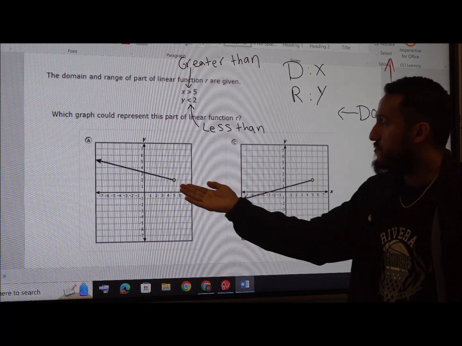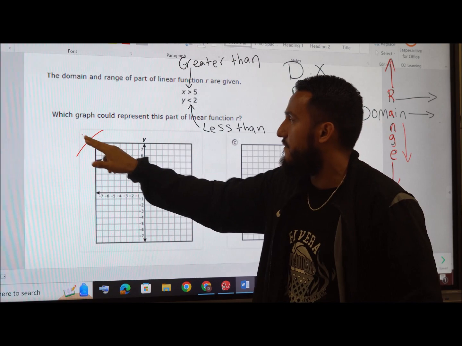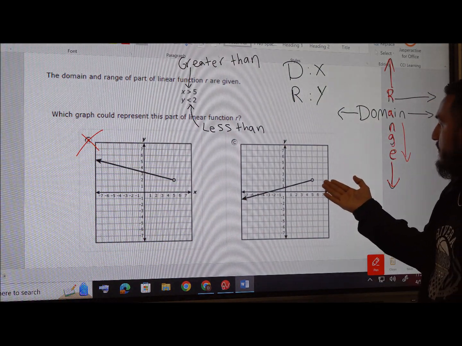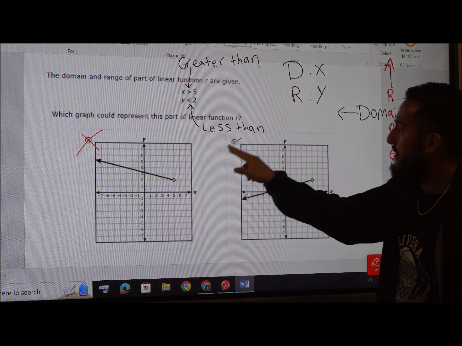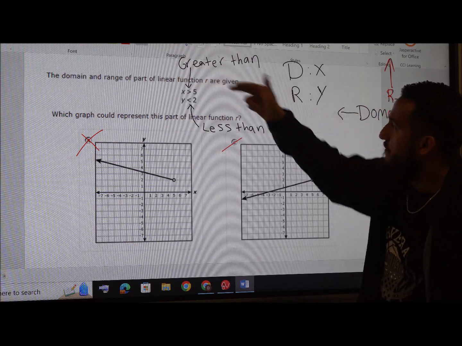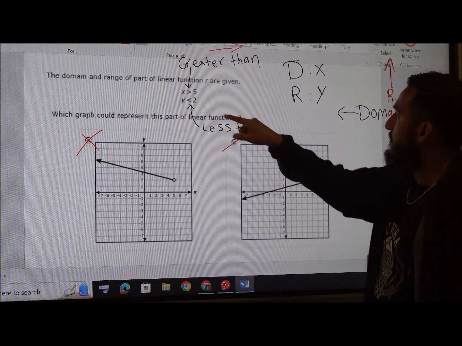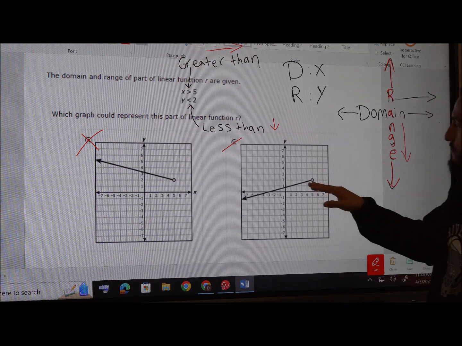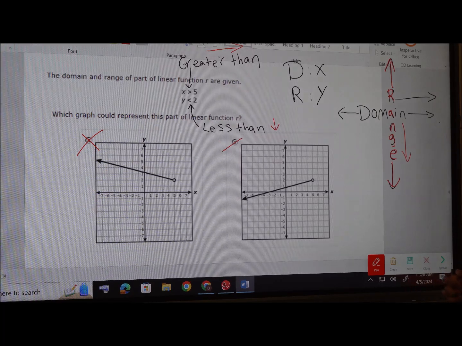Well, if you look here, this one's moving to the opposite direction, guys. This is going to the left and up. So this one's automatically wrong. It's wrong in both directions. This one is showing us that it's moving down and left. But we don't want to be moving to the left. We want to be moving to the right because x is greater than. Greater means to the right. And in the y-axis, less means down. So this one's going down, that's good, but it's moving in the wrong direction, moving over to the left.